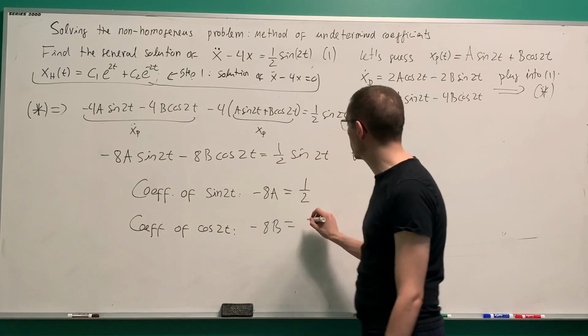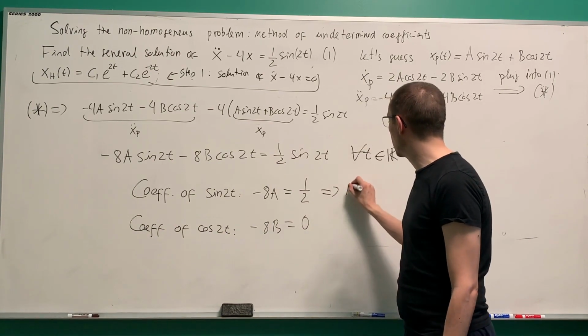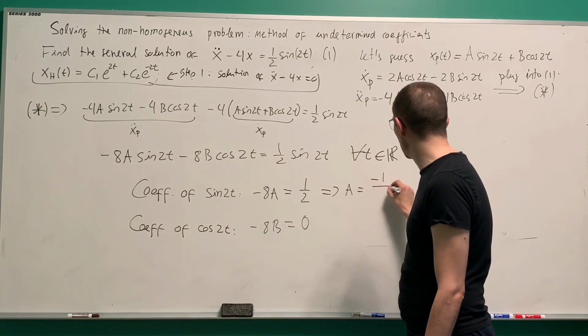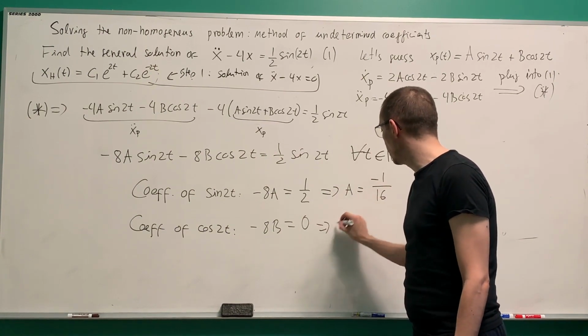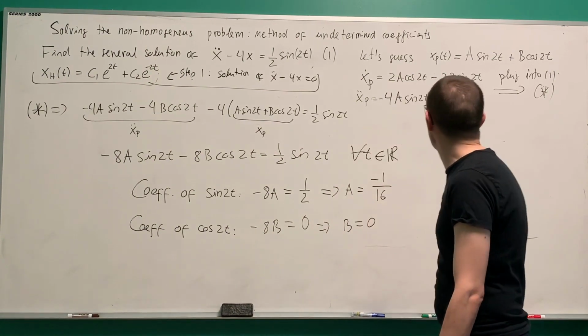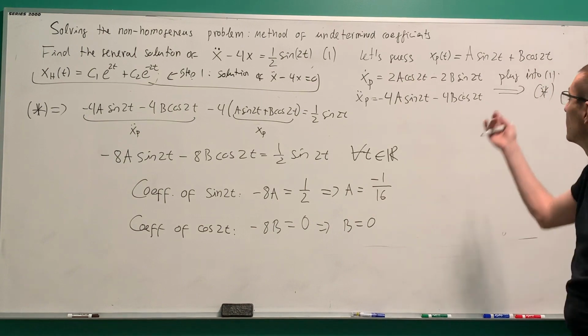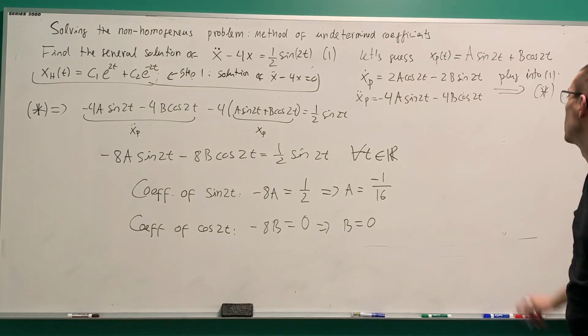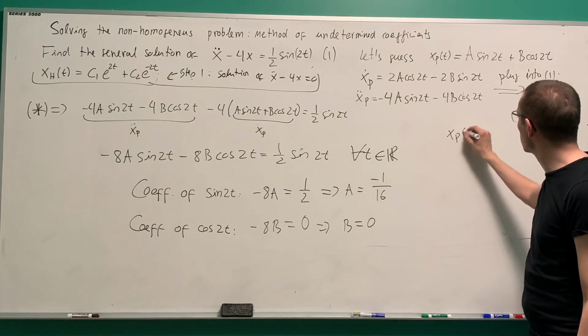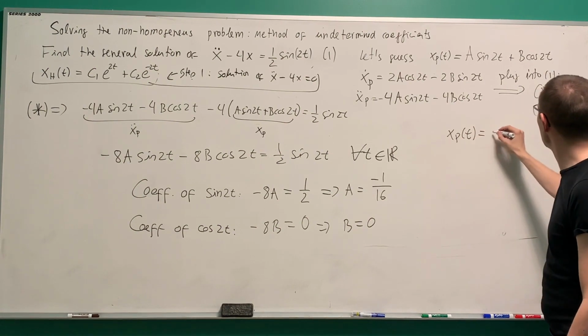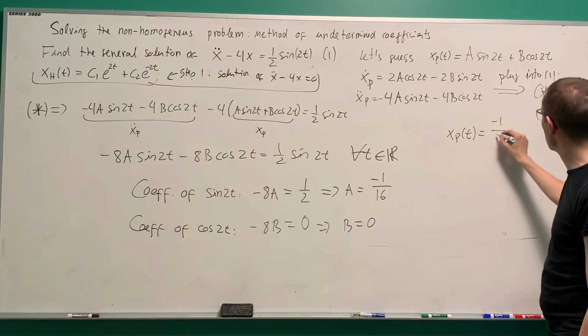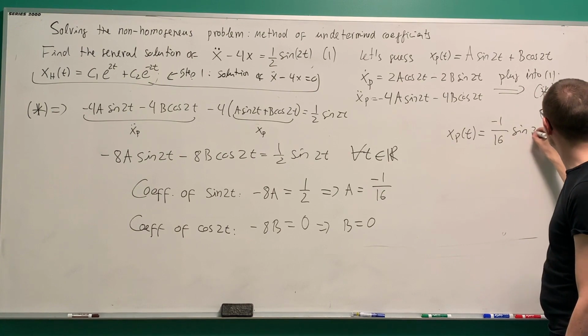On the right, there's no cosine, that's a 0. That gives me that a is equal to minus 1/16, and that b is equal to 0. Look at that. The original intuition may have been right. There's only sine component in this case. All right, let's write the particular solution. x_p of t is equal to minus 1/16 sine of 2t.